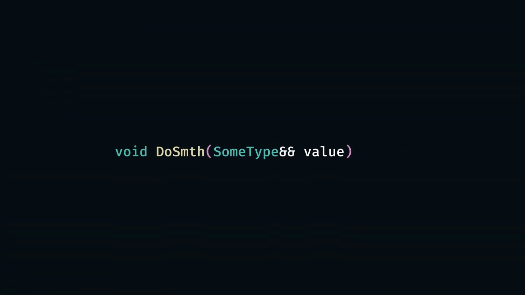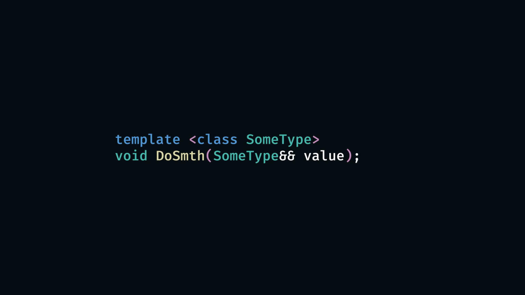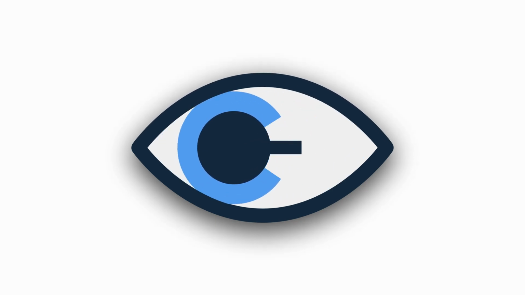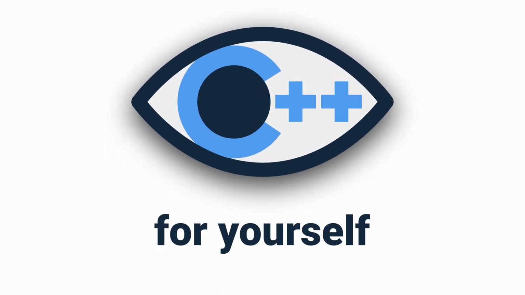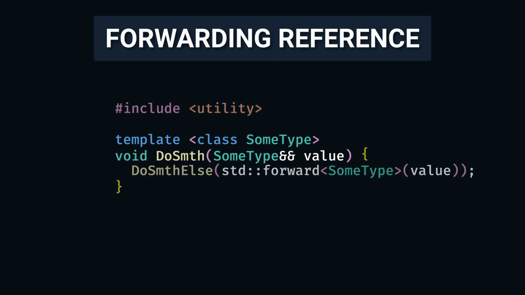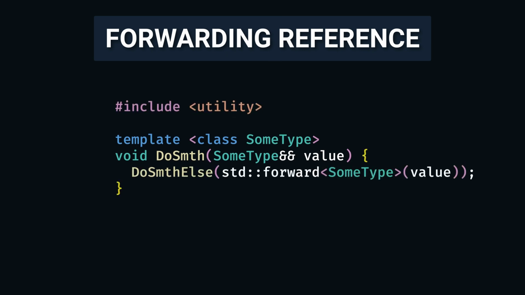You see, if we add a template into the mix, the value here is not really an rvalue reference anymore. Okay, to end the suspense, the value in this example of ours is called a forwarding reference. And it is usually used in combination with std::forward. Don't worry, we'll unpack what we see here a little bit later.